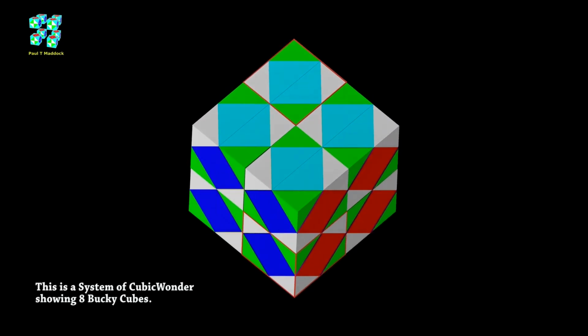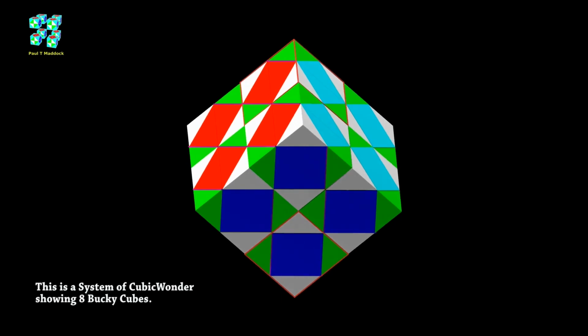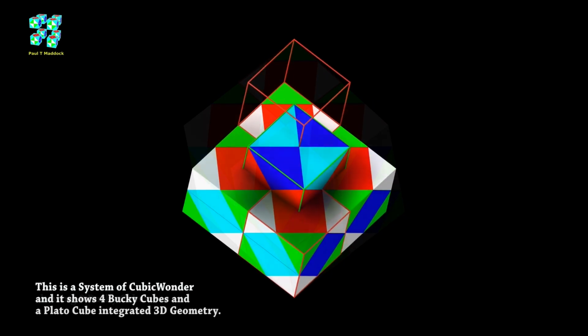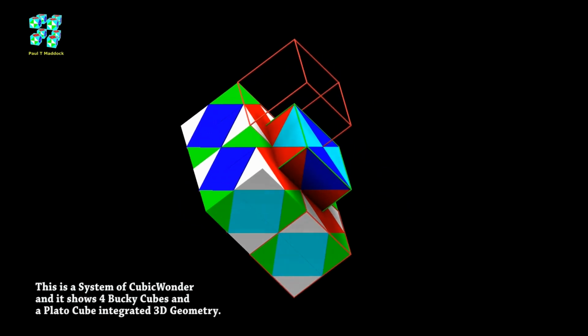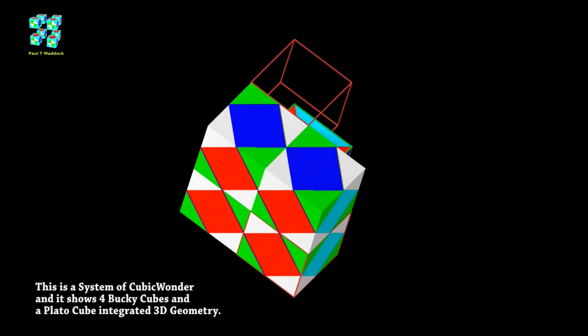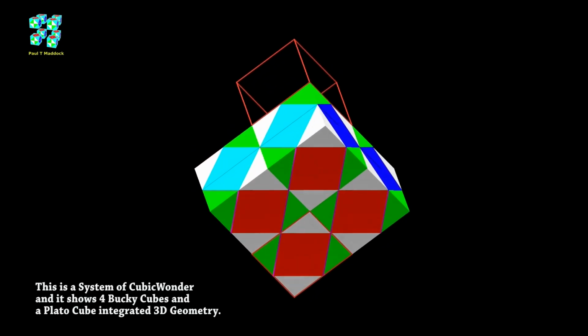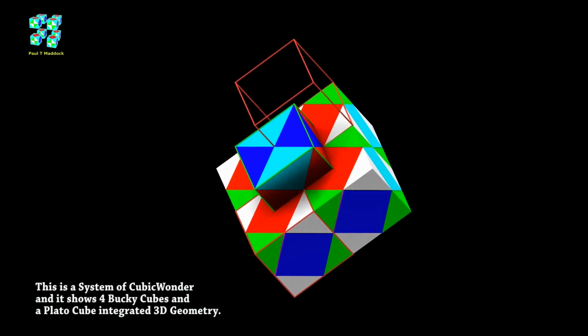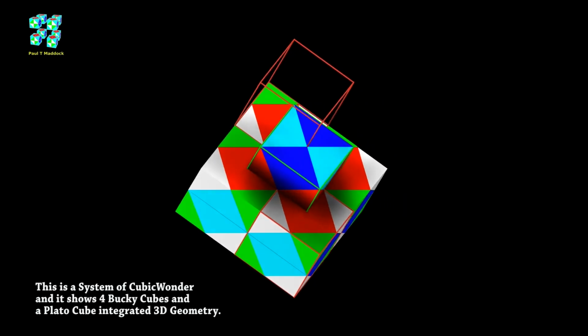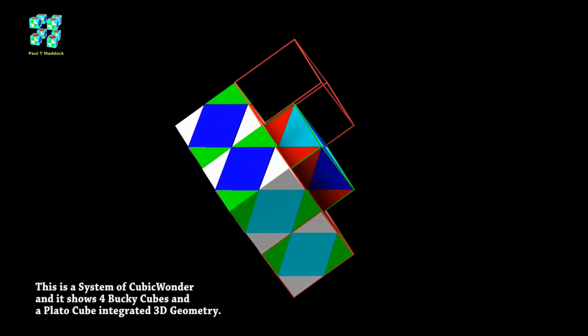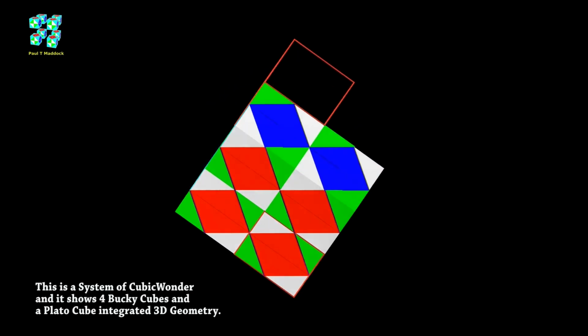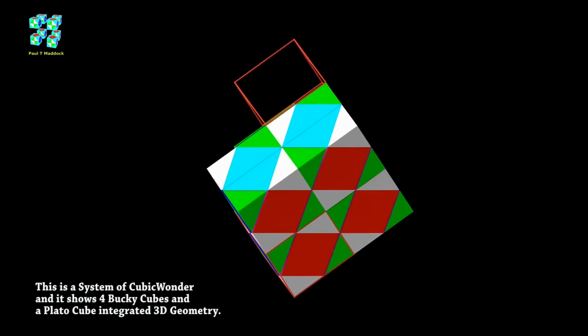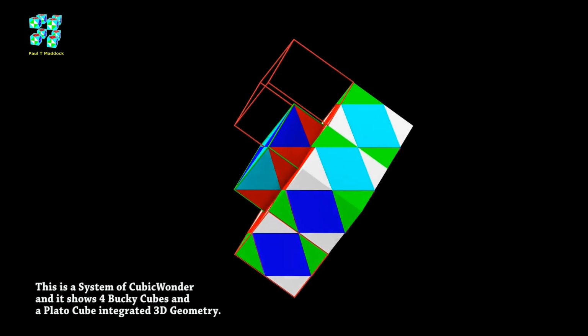Now what I'm going to do now is take 4 Bucky cubes away, and then I can show you the integrated geometry of a Plato cube in the center. I'm also showing 2 red outlines of Bucky cubes, and you can see by this that 2 Bucky and 1 Plato in the center forms a vertical string.